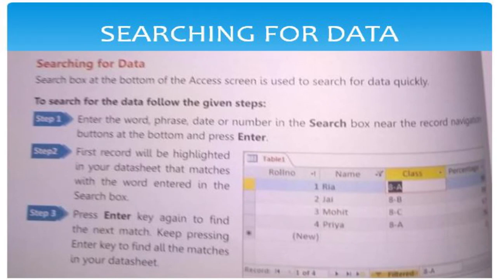Enter the word, date, or number you want to search in the search box near the navigation button at the bottom and press enter. The first record that matches the word will be highlighted in your data sheet, and press the enter key to fetch the next match. Keep pressing and you will find all the matches for what you have searched.